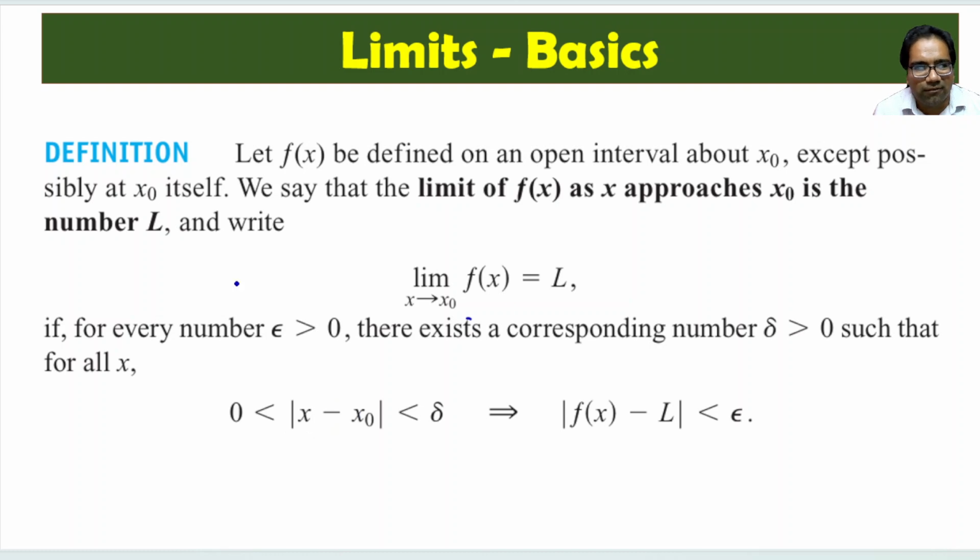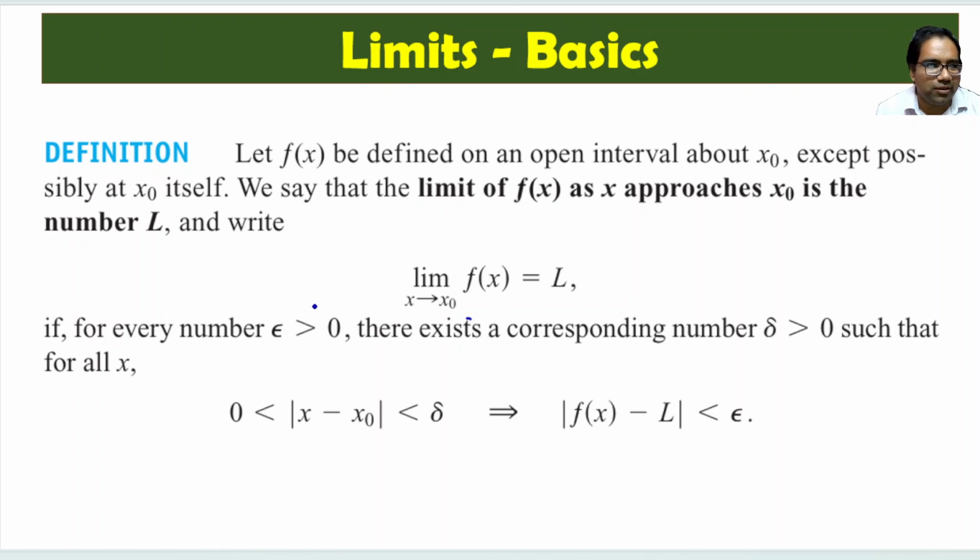whichever epsilon you are taking, there will always be some delta. And what is this delta? This delta is such that the absolute value of x minus x naught is lying between 0 and delta, and when this is lying like this, what does that mean? The absolute value of the function minus L is always less than epsilon. Okay, this is a little tricky. Let us try to understand.